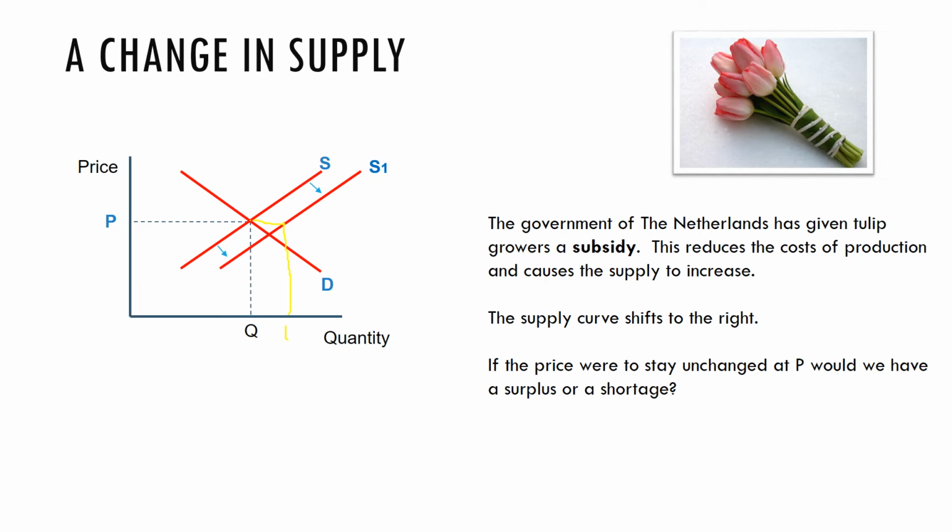So what would happen in this situation? Well, we've got a level of supply that exceeds demand, we would have a surplus, and as a result, we would expect the price to fall to P1 and the quantity of Q1 to be bought and sold in the market.